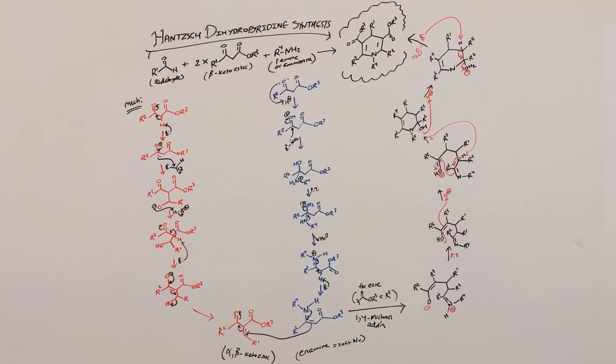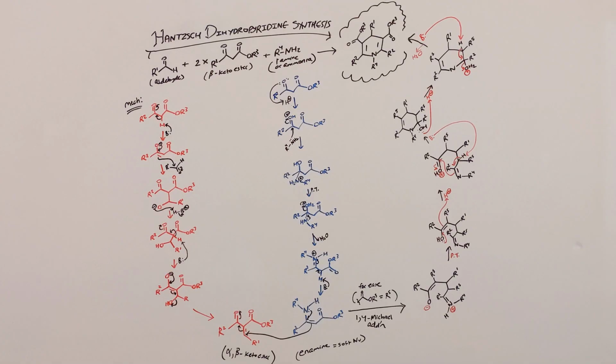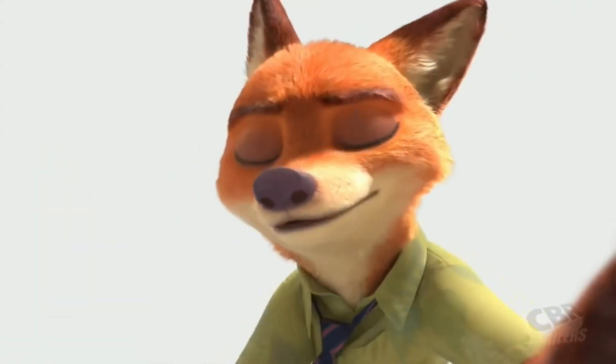Hantzsch dihydropyridine synthesis is a multi-component organic reaction between an aldehyde, two equivalents of a beta-keto ester, and a primary amine. The initial reaction product is a dihydropyridine, which can be oxidized in a subsequent step to a pyridine. This reaction was reported in 1881 by Arthur Rudolph Hantzsch.